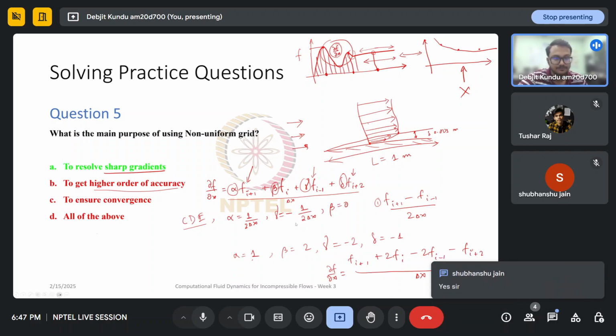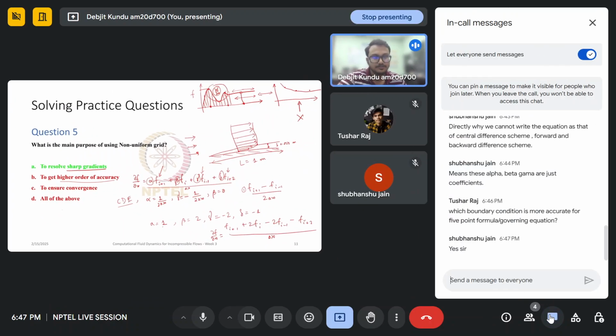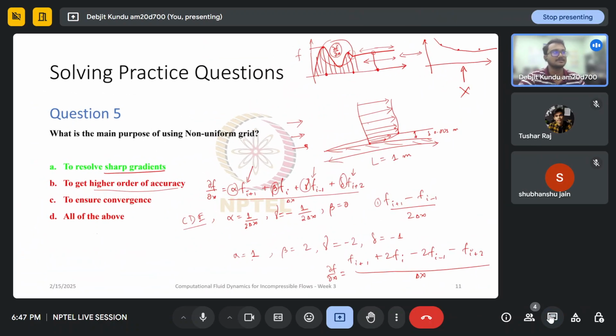Okay, we have another one. Which boundary condition is more accurate for the 5-point formula or governing equation? Boundary condition would depend on the system. Let's say if I have a wall, I have to use a wall boundary condition, which is a no slip wall boundary condition, let's say u equal to 0, v equal to 0, that sort of thing.